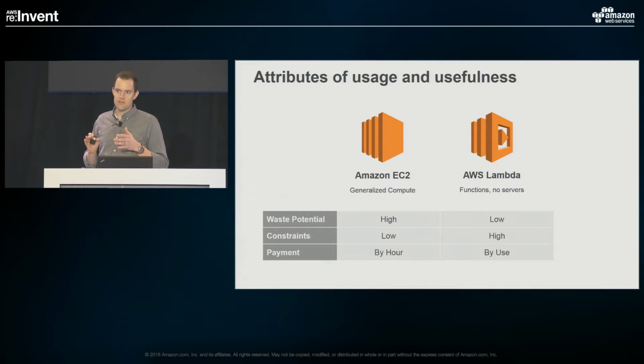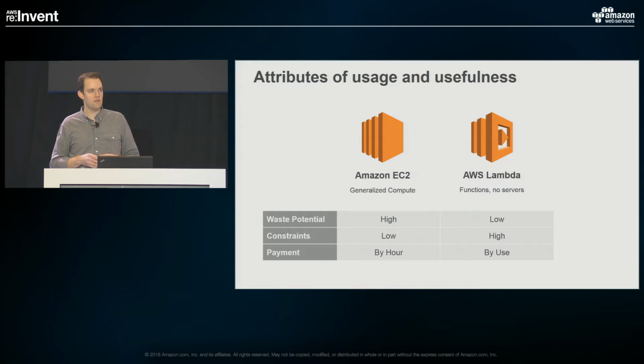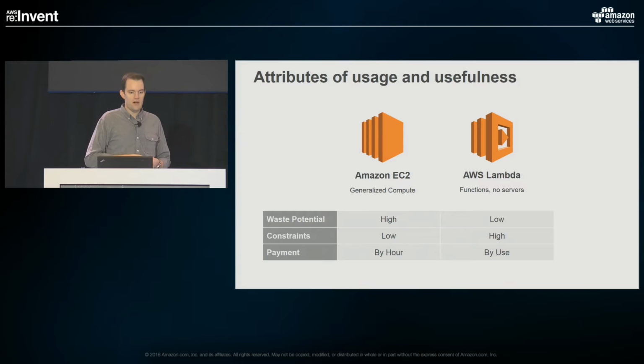A couple different attributes to think about this when you look at the different services that Amazon provides and whether or not they're inherently useful or usage optimized. I look at waste potential and I look at constraints. As you can imagine, EC2 makes sense. A high waste potential, and I don't want to in any way pan EC2. It's a great service, and obviously a lot of us are using that. But as I just said, it's possible to turn it on and 100% waste its time and money.